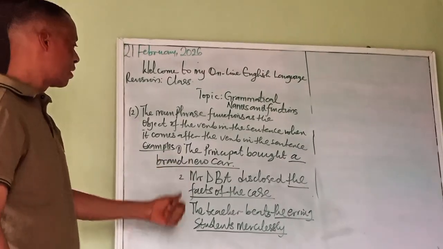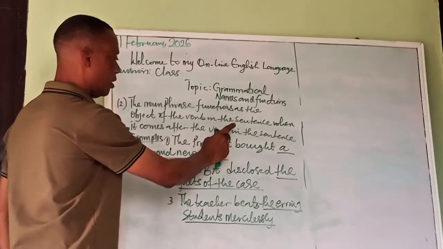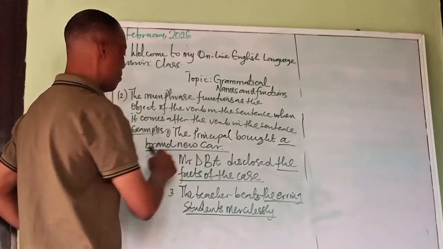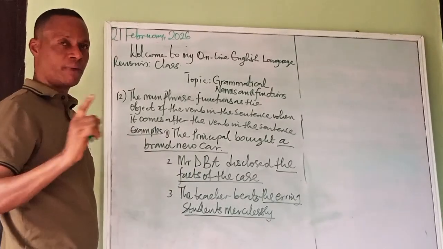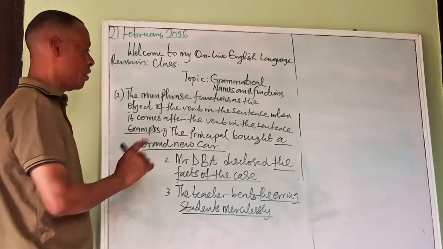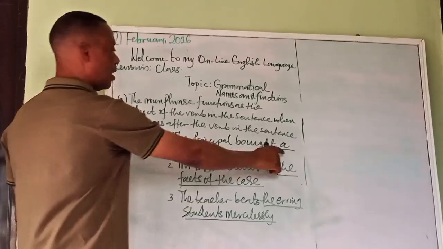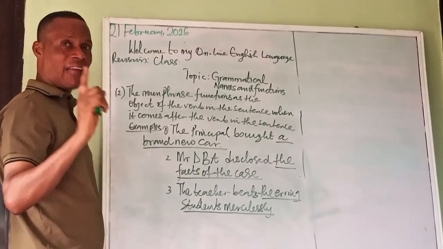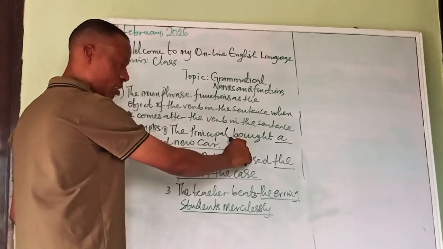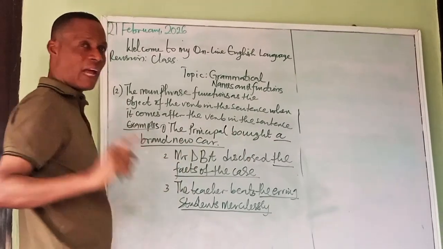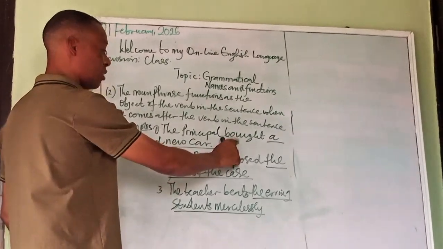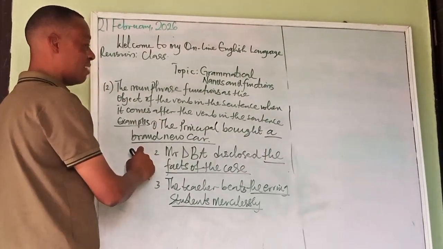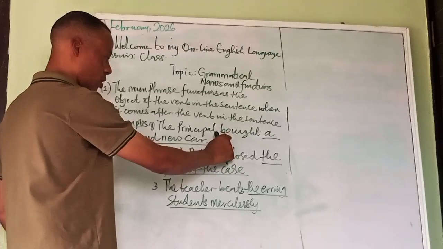Example number one. The principal bought a brand new car. If you look at this expression, the underlined expression, of course, is the noun phrase. It is coming after the verb bought in the sentence. So, therefore, it is a noun phrase, and the function is that it is the object of the verb bought.